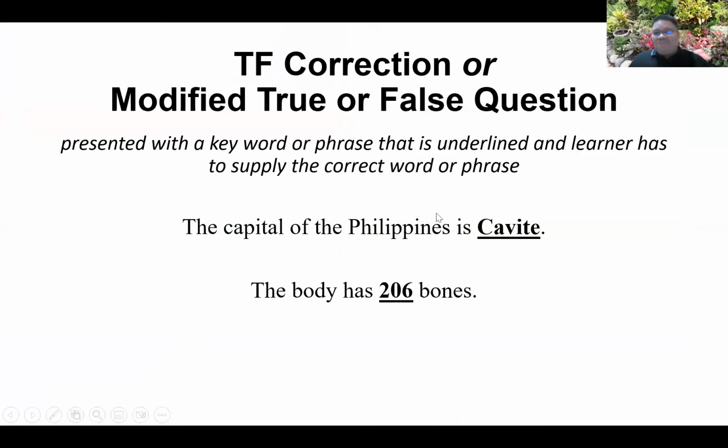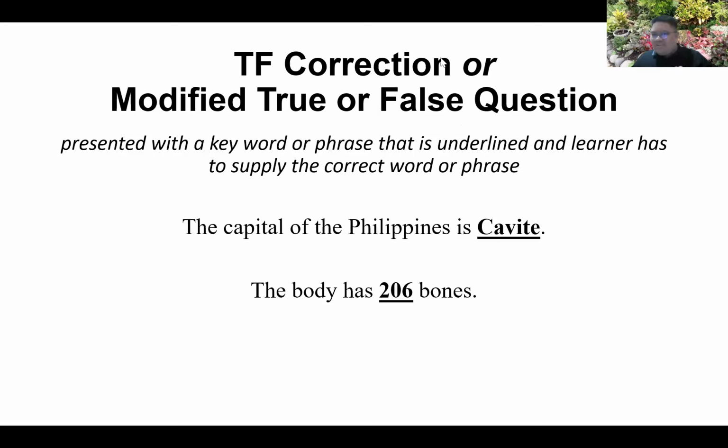Okay, now there are different types. No? So we have your true or false correction or modified true or false question. Plus, first time ko din itong ma-encounter yung term na true-false correction. That's another term pala for your modified true or false question. So, anong nangyayari? No? You are given a keyword or phrase that is underlined and you supply the correct word or phrase. So, class, the capital of the Philippines is Cavite. So, you need to say whether it's true or not.